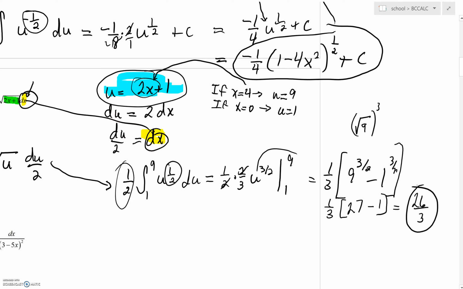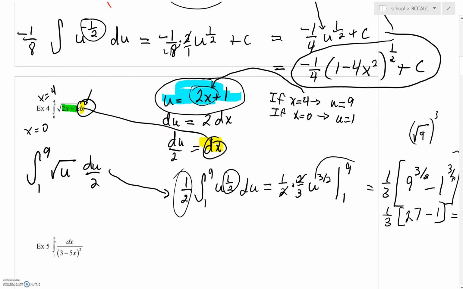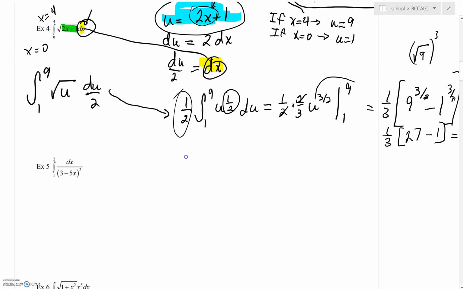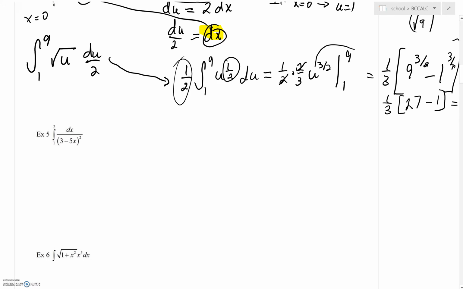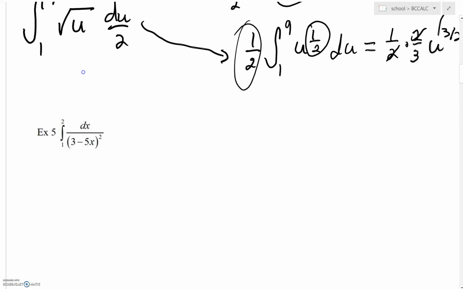So what we're seeing is that when you have a definite integral, when you have specific bounds, you can make your u substitution, but change your bounds. And then you can keep everything in terms of u. You can finish your problem and not have to resubstitute back. And let's take a look at 2 more problems.